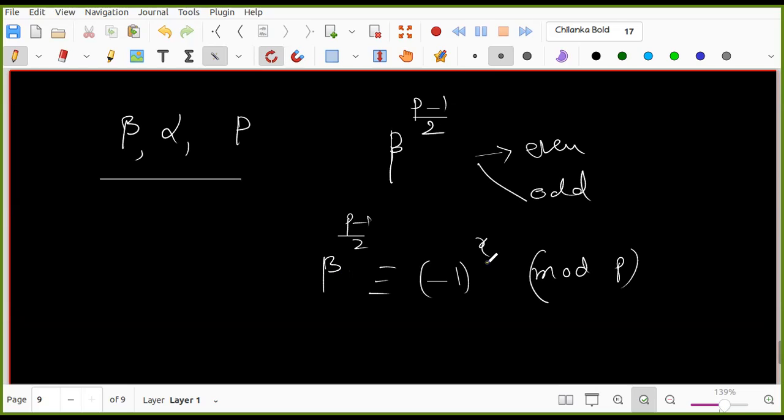So what I want to tell is that beta power (p minus 1) by 2 is plus 1 or minus 1, depending upon x.